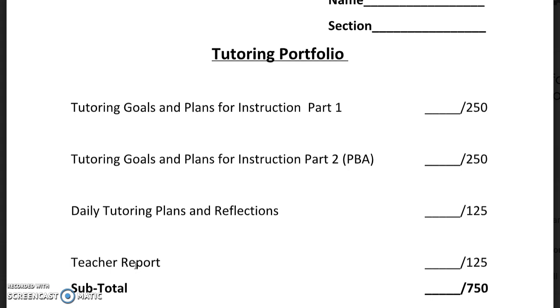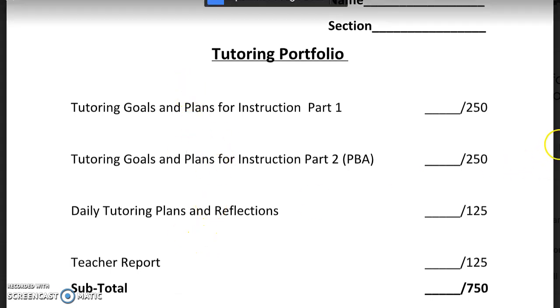You need to have 2 copies of the teacher report, because one will be kept for grading, and I will then put it back in your portfolio, and I will also need a copy for your cooperating teacher so she can see what has been done with your 2T over the course of the semester. These are all of the items that go in your tutoring portfolio.